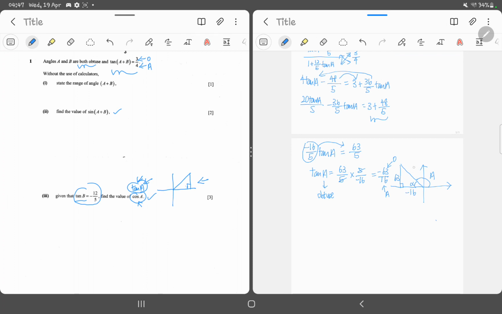Okay, using Pythagoras theorem, we can evaluate the hypotenuse to be, let me do the calculation, 65. Okay, so based on this diagram over here, the ASTC that we have drawn, we can see that cosine A is equal to the adjacent over the hypotenuse, which is equal to minus 16 over 65. And we are done with question number 1.